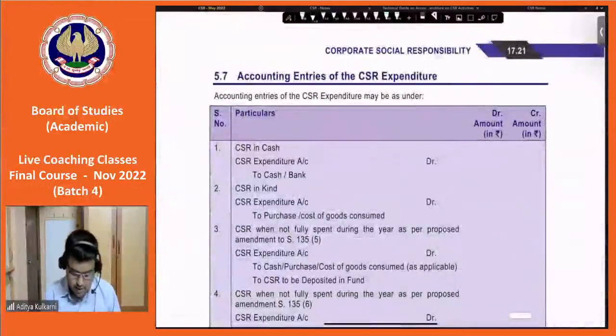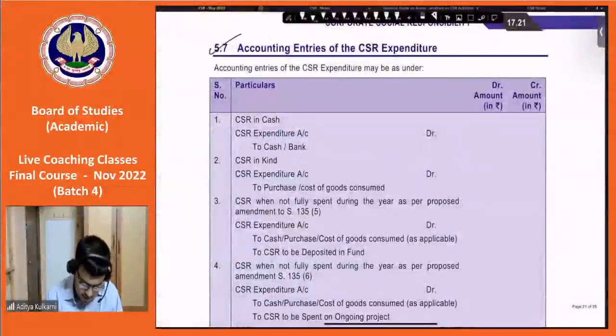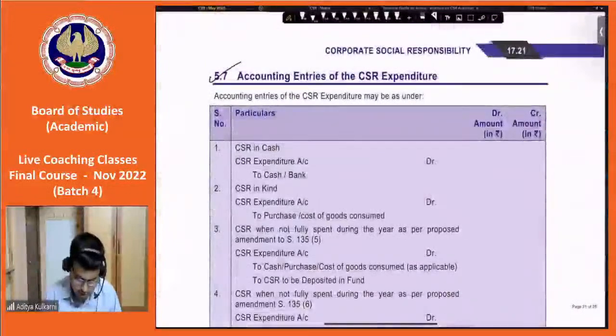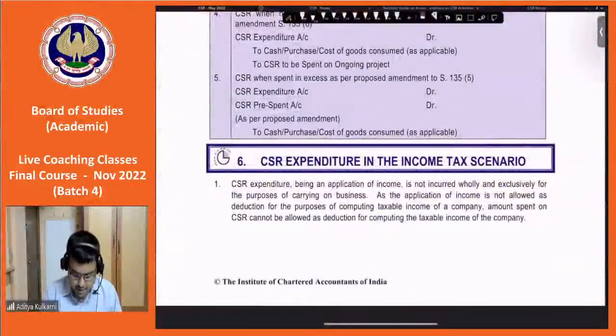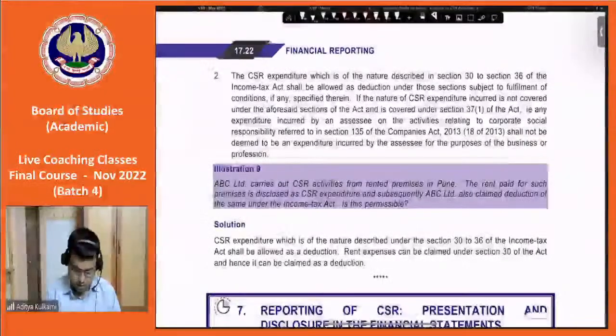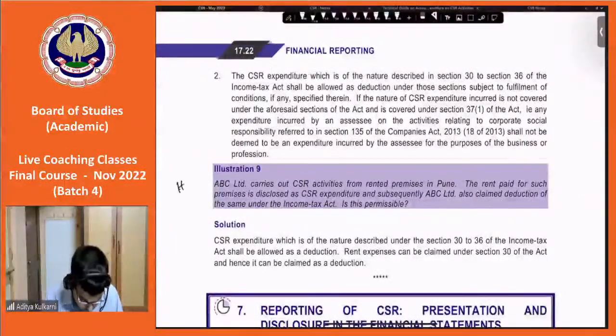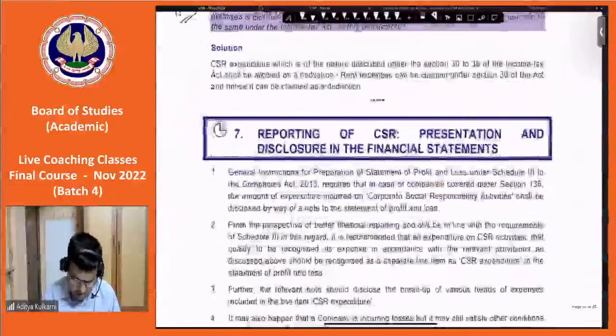So that is what we have done. We have discussed journal entries. You can go through. Okay, CSR expenditure in the income tax scenario, it is application of income, not allowed as a deduction for computing taxable income. Not allowed. So go through this for homework. Nothing else is there to disclose.